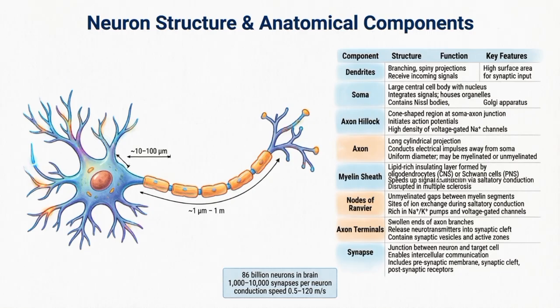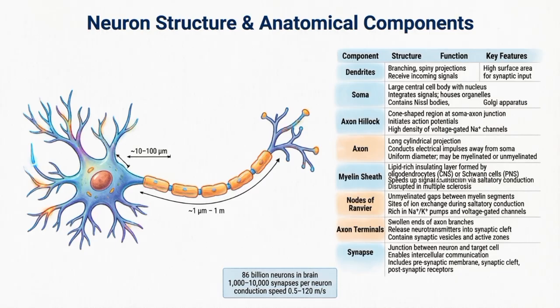Axon hillock. At the junction between the soma and axon lies the axon hillock. This is where action potentials are initiated. If the membrane potential reaches threshold, approximately -55 millivolts, it has an extremely high density of voltage-gated sodium channels. Axon. Extending from the axon hillock is the axon, a long, cylindrical projection that conducts electrical impulses away from the cell body.